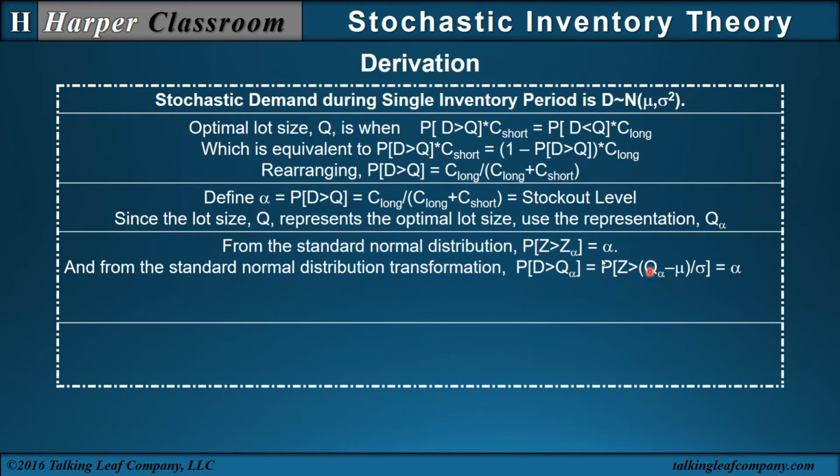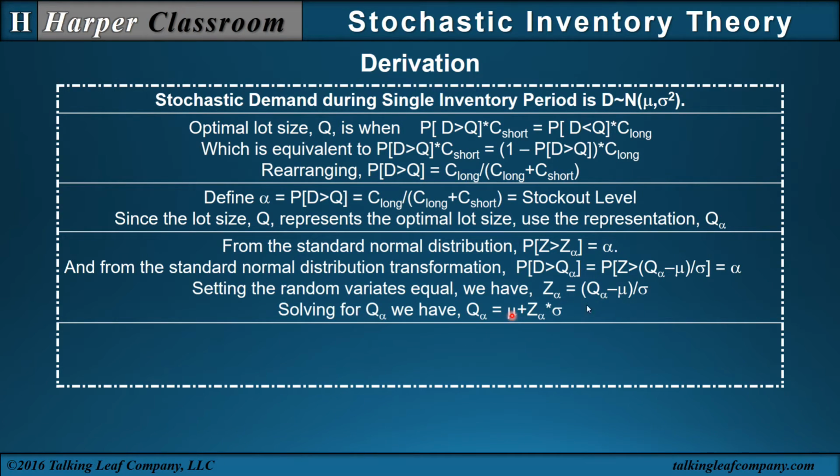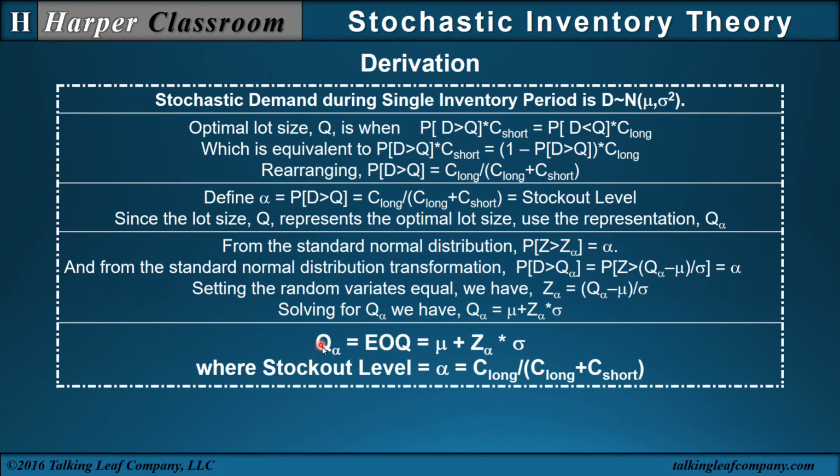But now I have two equations that are the same except for the random variate. I can set the random variates equal, and I have this relationship, solve for Q, and now I have my equation for my optimal Q. So this Q of alpha, since it optimizes the lot size and minimizes cost, we call it EOQ, and it's the mean plus Z of alpha times sigma, where this alpha is the stock out level, and it's given by this ratio of the long cost over the sum of the long and short cost.